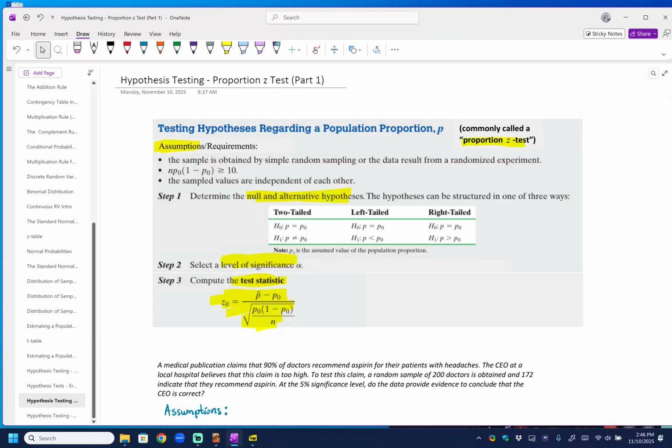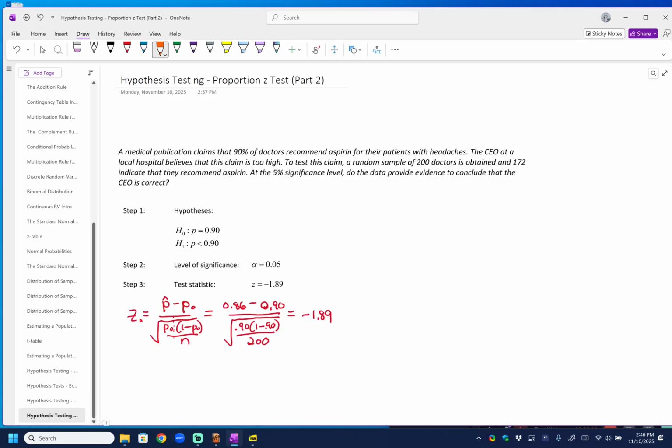In order to better understand these steps and the ones coming up, we used the aspirin example as a way to do so. So just starting now, part 2, let me read this example again. It says a medical publication claims that 90% of doctors recommend aspirin for their patients with headaches. The CEO at a local hospital believes that this claim is too high. To test the claim, a random sample of 200 doctors is obtained, and 172 indicate they recommend aspirin at the 5% level of significance. Do the data provide evidence to conclude the CEO is correct?